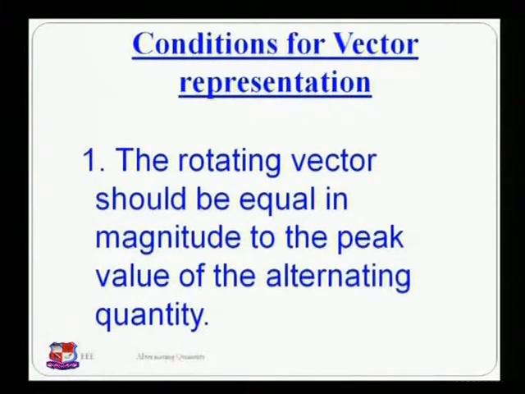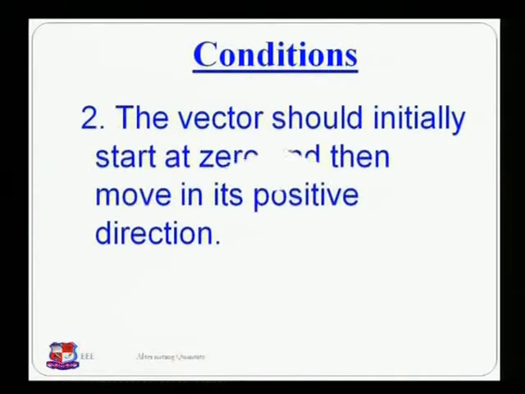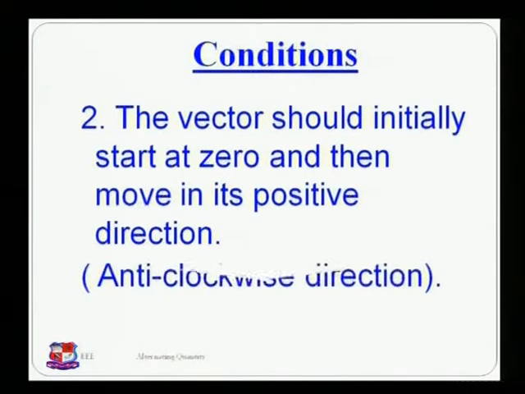So the rotating vector and the peak value, or you can say the amplitude of the alternating quantity, should be the same. Then you can represent a vector as a. And the second condition is that the vector should initially start from 0 and then move in its positive direction.